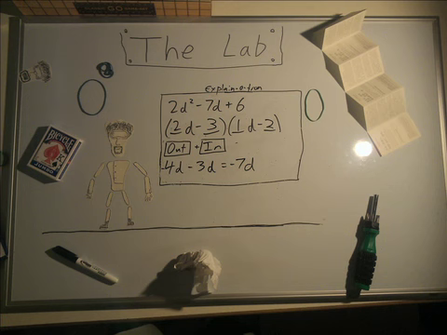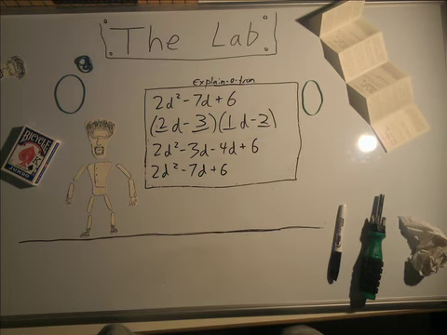So we try something else. Let's try 2d minus 3 times d minus 2. Again, notice that the coefficients on the d's multiply out to 2, and the two terms that are without variables are factors of 6. The out and in check tells us that our linear term is correct, so we work out the problem in full, and we find out that we've got the right answer.